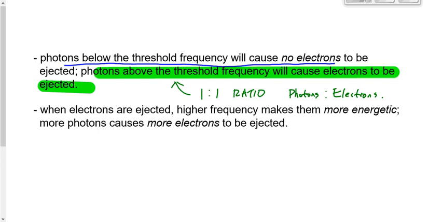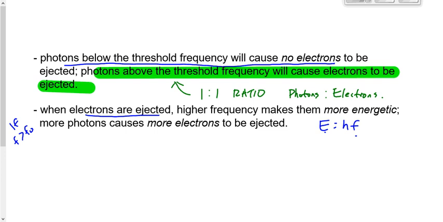And assuming electrons are ejected, if the frequency is above the threshold frequency, then a higher frequency makes the electrons more energetic. Why? Well, because the energy, remember, of the photon is related to the frequency. If you have a more energetic photon, then the electron that's released is going to be more energetic.